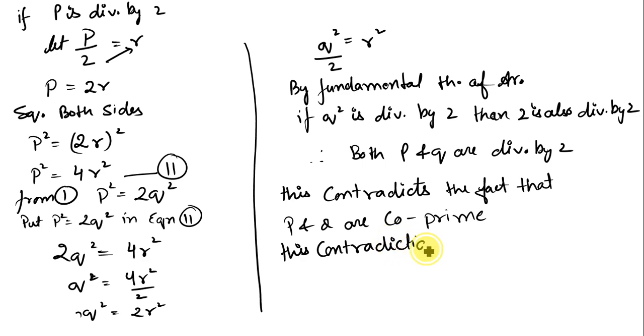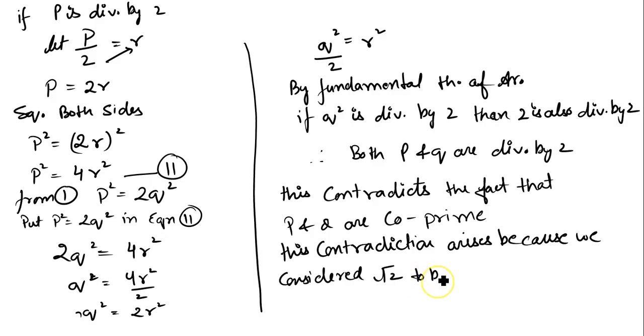Contradiction. अगर contradiction क्यों हुआ? Because we considered root 2 to be rational. हमने root 2 का rational मान लिया था, that is why this contradiction arises. So therefore we can say root 2 is an irrational number. So this is the exact solution that we will do.